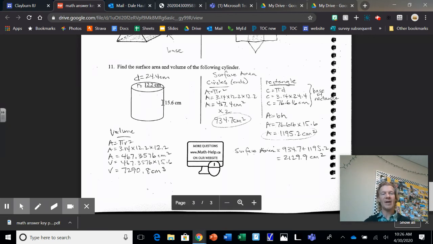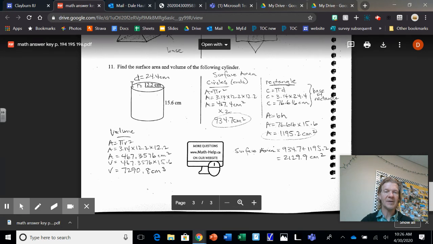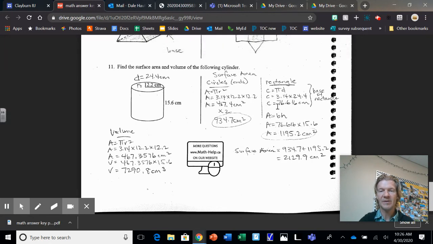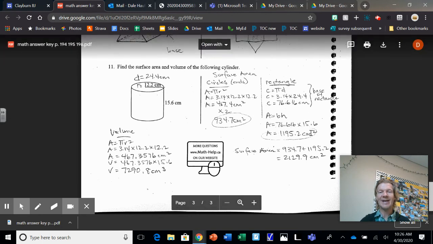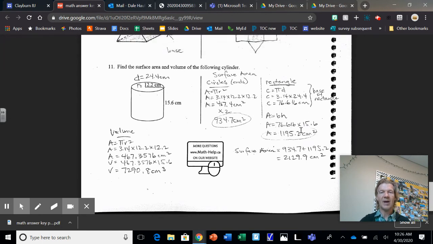Now for the surface area, I need to slice this can open, right? And then I need to open it up, and it makes a rectangle. So here's my rectangle. And then I need the dimensions for the rectangle. The distance around the circumference of the circle is the length of the rectangle. So I need the circumference, pi times diameter, and it works out to be 76.6, okay? Then I times that by the height of it, 15.6, and that is the area of the rectangle, okay? So I have the area of the circle times 2, because there's 2 circles, and then the area of the rectangle, and then I add those 2 together, and I get 2,129.9.